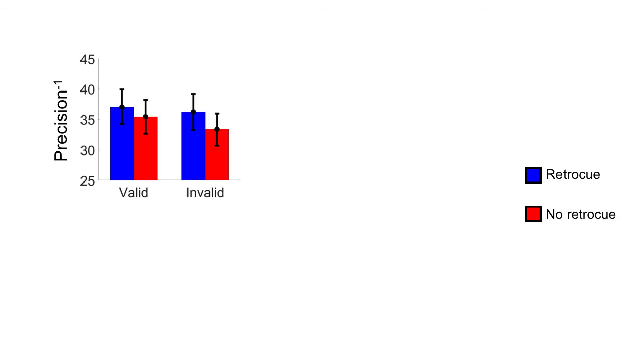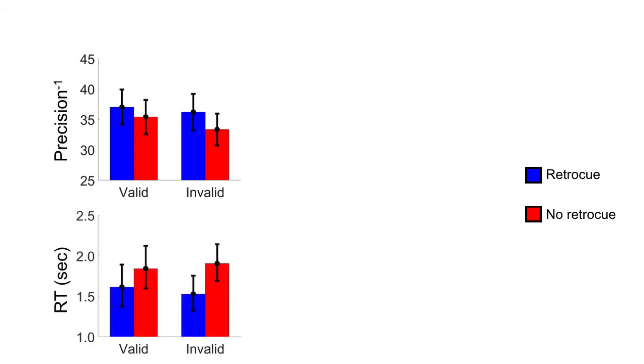The results of our behavioral data showed higher precision for both valid and invalid trials, the blue bars here, relative to the neutral trials. But we didn't find any significant difference in precision between valid and invalid cues. So there was no effect of the cue type. Reaction time was smaller in cue trials compared to neutral ones.